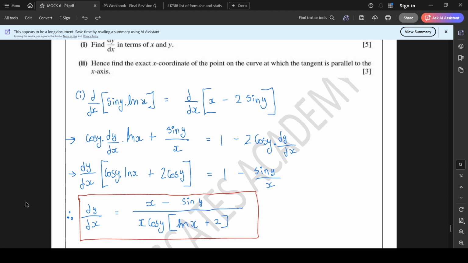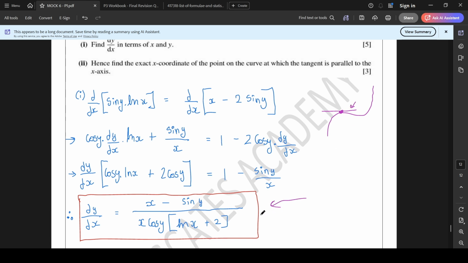Moving on to the second part. The second part of the question is asking us to find the exact x coordinate of the point on the curve at which the tangent is parallel to the x-axis. So if I have, let's say, a curve like this, and this is the point, if I draw the tangent, you can see that it is parallel to the x-axis somewhere over here. It means that my dy/dx, or the slope of this, is equal to 0.